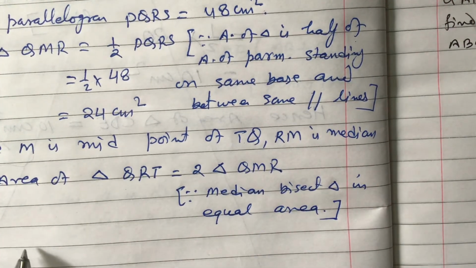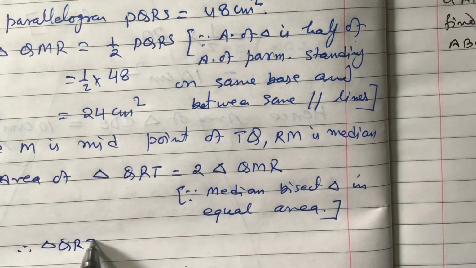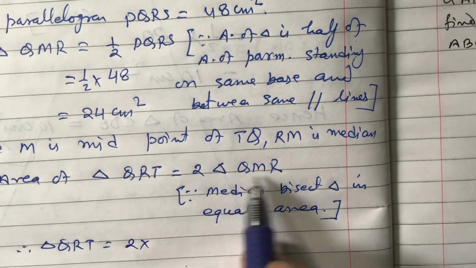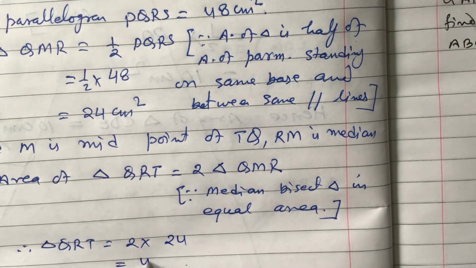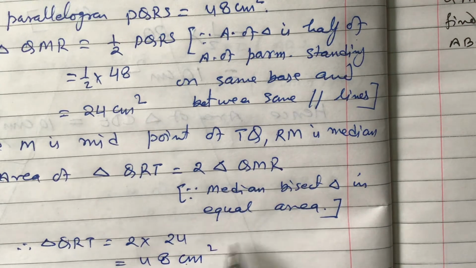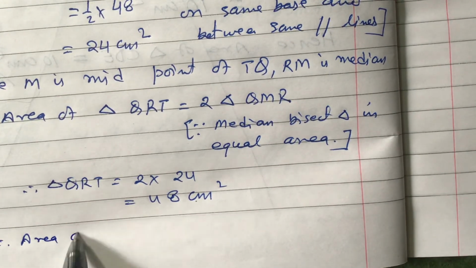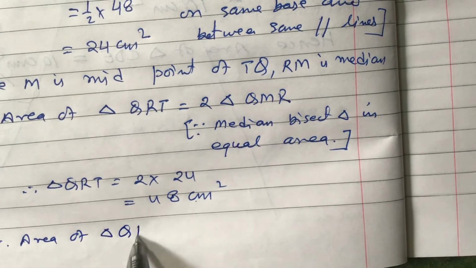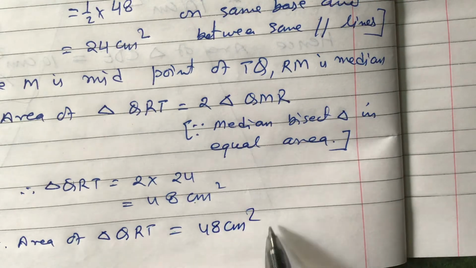Okay, now we can write here: therefore, triangle QRT is equal to 2 times QMR, which we already have here as 24, which is equal to 48 cm square. Therefore, area of triangle QRT is equal to 48 cm square.